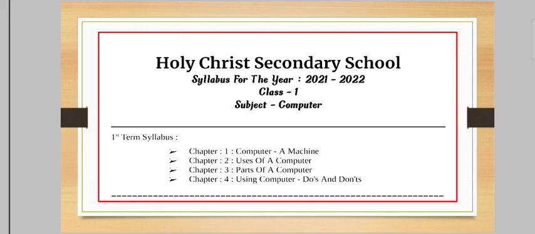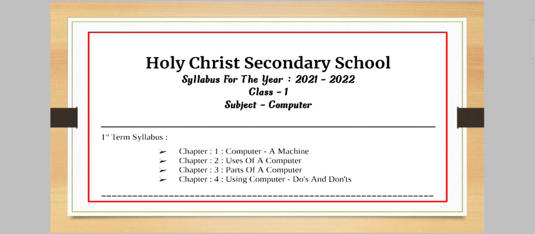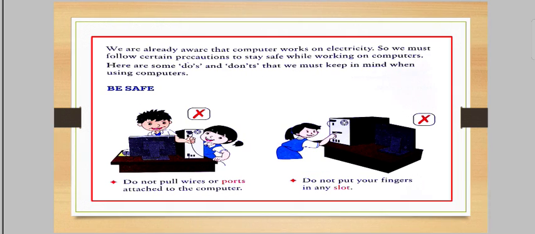And this is the syllabus of the first term examination. Chapter number 1, computer, a machine. Chapter number 2, uses of a computer. Chapter number 3, parts of a computer. Chapter number 4, using computer, do's and don'ts. So these 4 chapters are included in the first term examination syllabus. All of you have to take a note about the syllabus. Now move on to the topic.